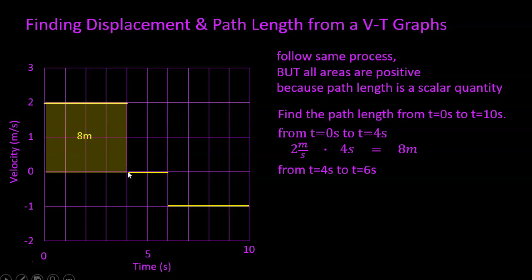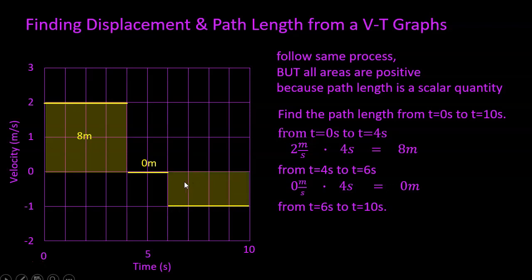Then our next time segment is from 4 seconds to 6 seconds. Well, that represents this velocity line at 0 meters per second, and we know that's going to leave us with 0 path length. And then finally, we have to go from 6 seconds to 10 seconds, and that is this area below the time axis. When we go to find path length, the height is 1 meter per second, not negative 1 meter per second, because path length is a scalar quantity, so there is no direction. There are no positive or negative directions. So 1 meter per second times 4 seconds gives us a path length of 4 meters.